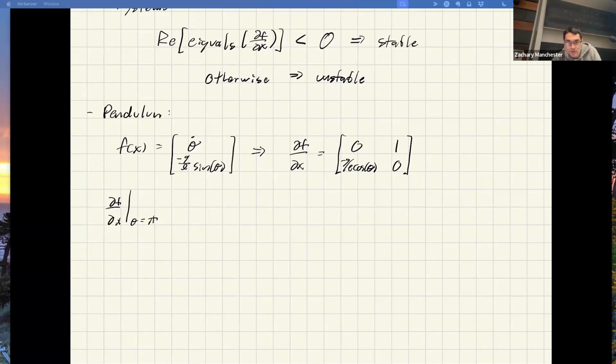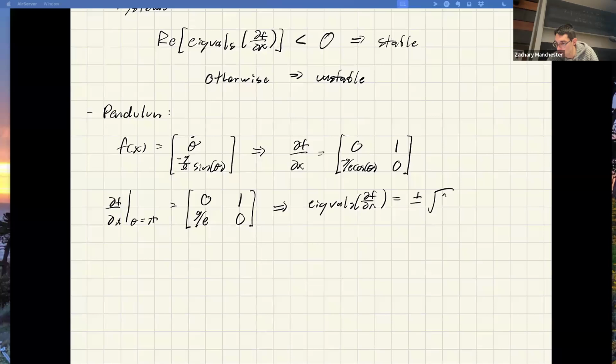So let's do it. If I plug theta equals pi into our little Jacobian, 0, 1, then we get g over L, plugging in the cosine there. And if I take the eigenvalues of this, I'm going to get plus or minus square root of g over L. So one of those is negative, but one's positive. So, right, one's positive, we're done, it's unstable.